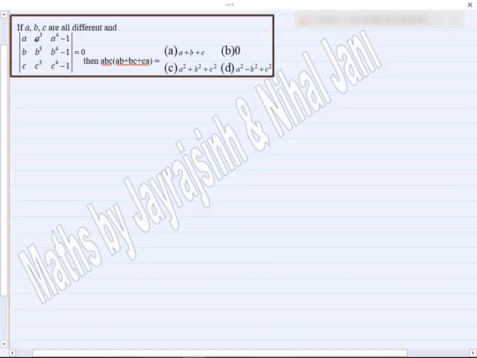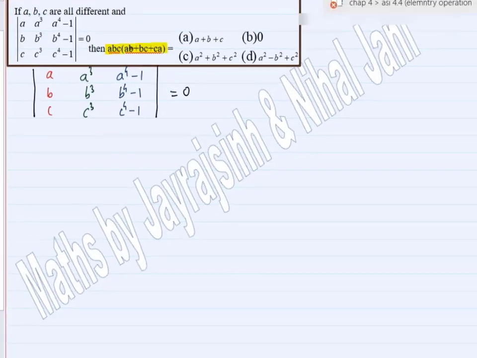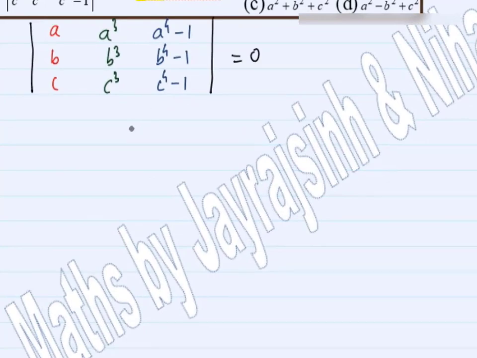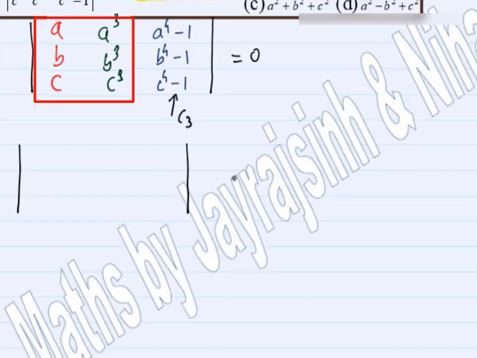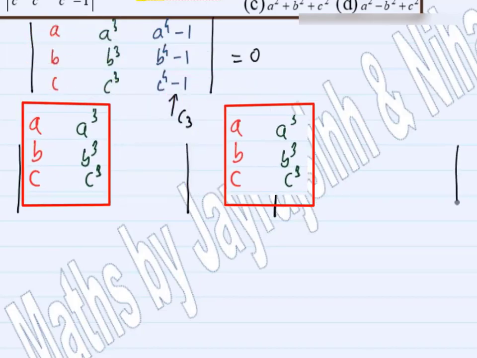Let's see the next question. If A, B, C are all different terms and this determinant is equal to 0, then you have to find the value of A into B into C into AB plus BC plus CA. And for that, let's simplify our determinant. First of all, I am going to expand, or we can say split, our determinant with respect to the third column. That means our first two columns will be as it is in two determinants.